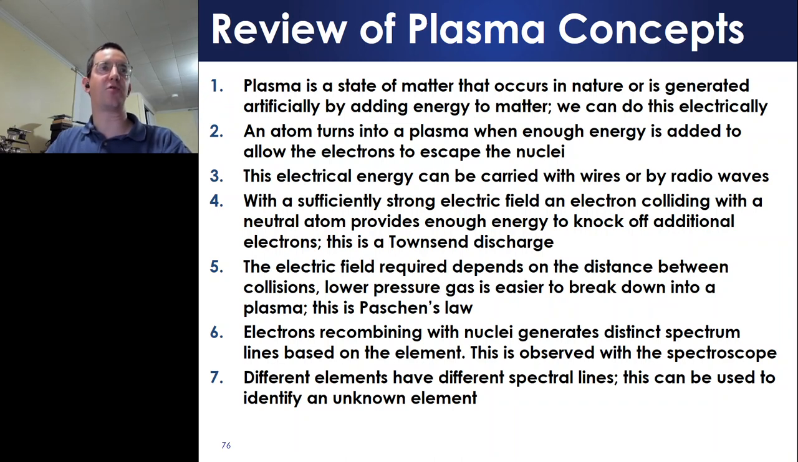The electric field required depends on the distance between collisions. Lower pressure gas is easier to break down into a plasma. This is Paschen's law. Electrons recombining with nuclei generate distinct spectral lines based on the element. This may be observed with a spectroscope. Different elements will have different spectral lines. This is due to the different electron configurations. This can be used to identify an unknown element.